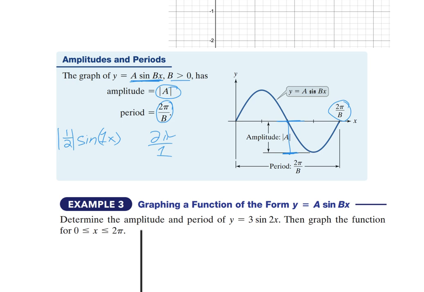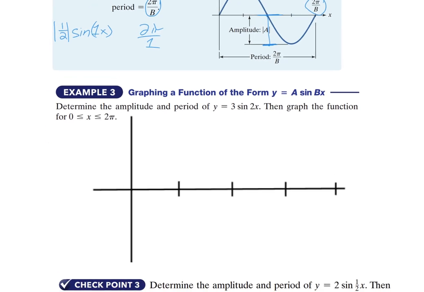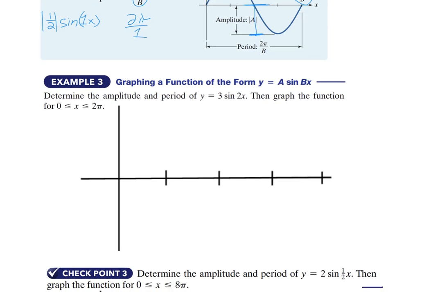Notice if you had a negative 1/2, that would reflect it across the x-axis, and you would be going down instead of going up when you start at the origin. So let's determine the amplitude and period of y equals 3 sine of 2x, then graph the function.